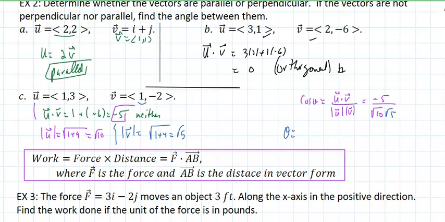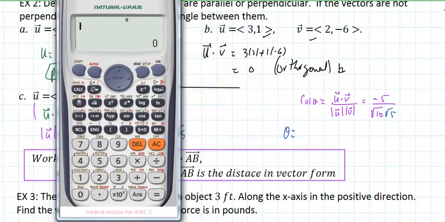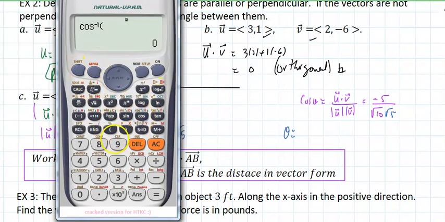Well, I'll get my calculator out and I'll take the inverse cosine of negative 5 divided by the square root of 10 times 5. It didn't put a 10. Nope, that's not enough. Here we go. Times 5. Better.